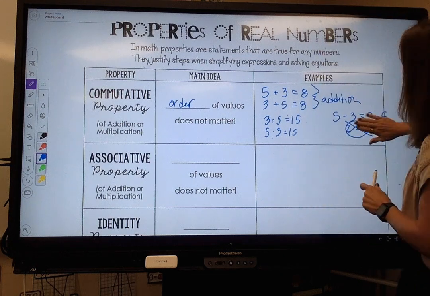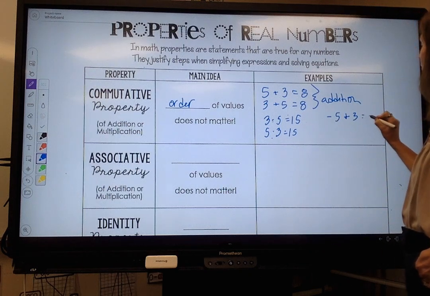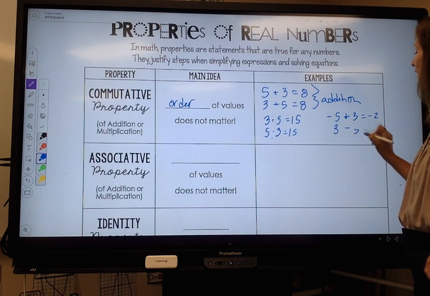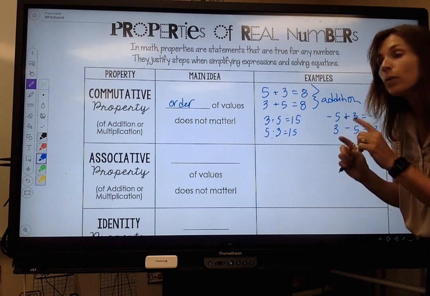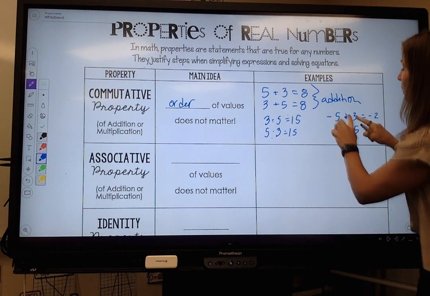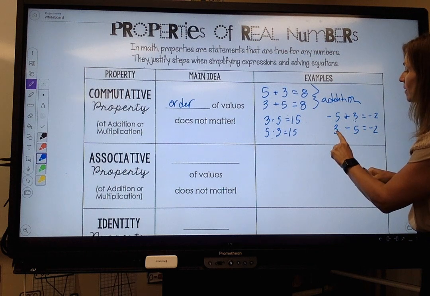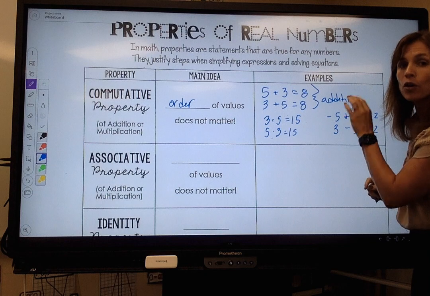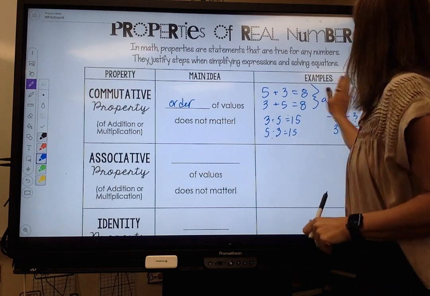However, if you look at this, negative 5 plus 3 is equal to negative 2. What if I did 3 minus 5? Is that equal to negative 2? It is. So this is the commutative property because those signs changed with it. This is a positive 3, this is a positive 3, a negative 5, and a negative 5. So be careful. Equality is what we're looking for here. All right, that's the commutative property.